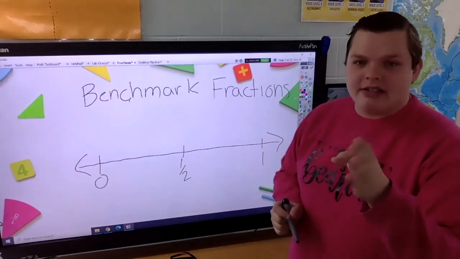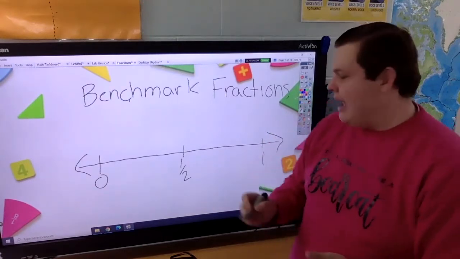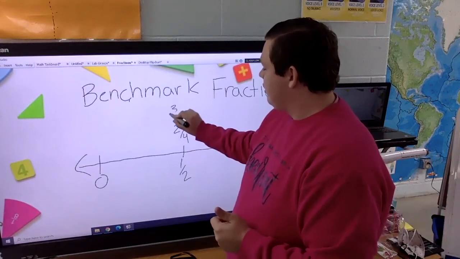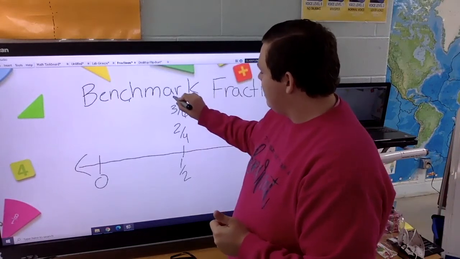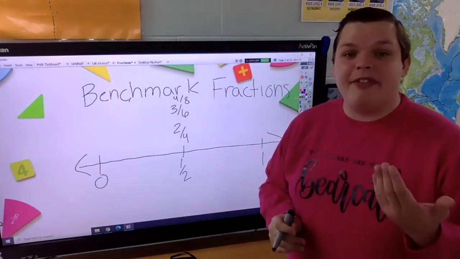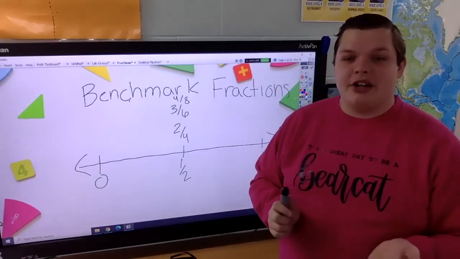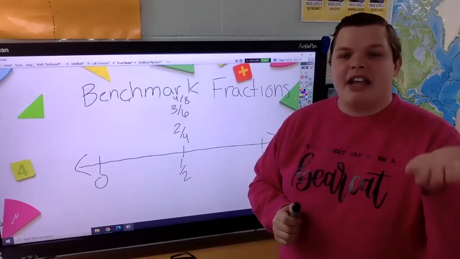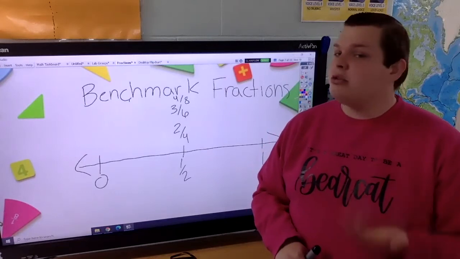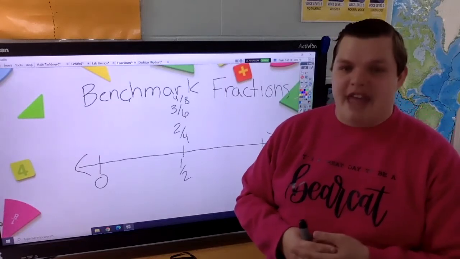So I'm going to write some fractions that are equivalent to 1/2. 2/4, 3/6, 4/8. There's a lot of them. There's actually an infinite number of fractions that are equal to 1/2. Okay? The top number is always half of the bottom number. It's really easy for equivalent fractions for that one.